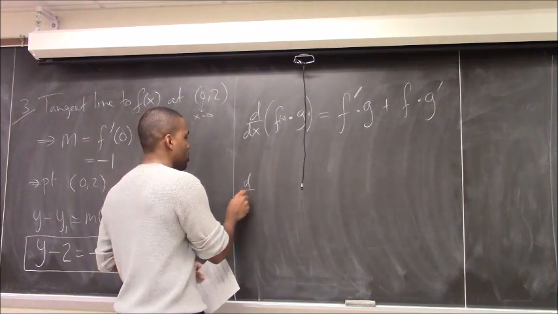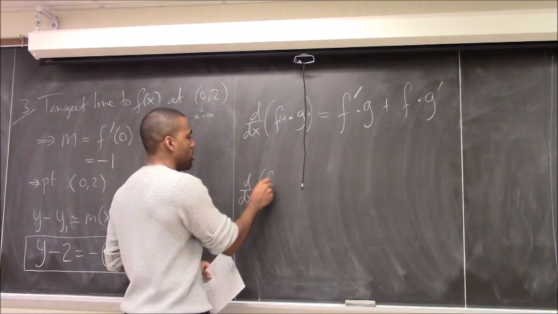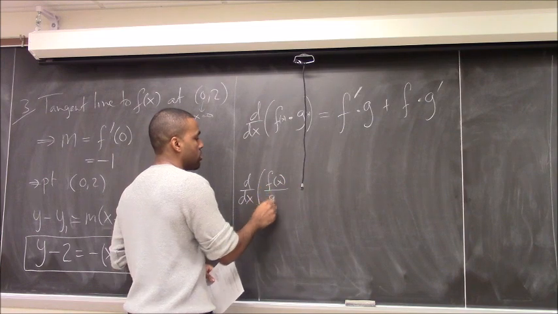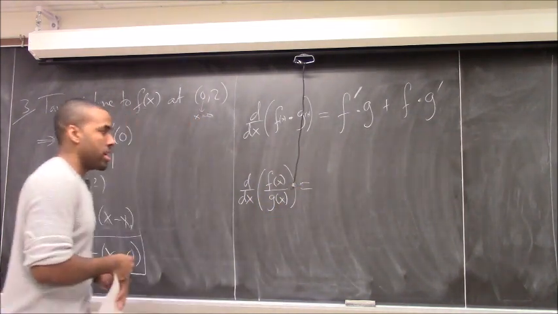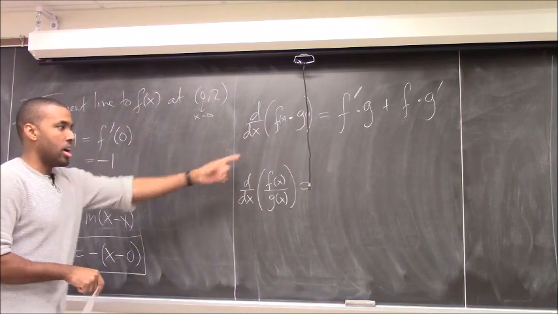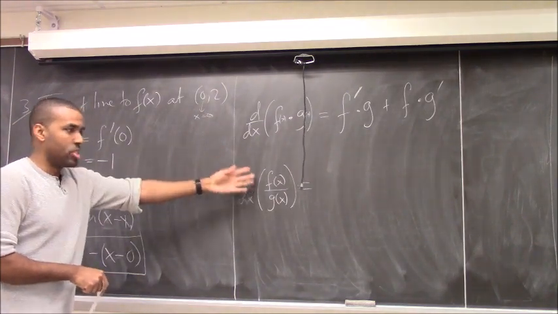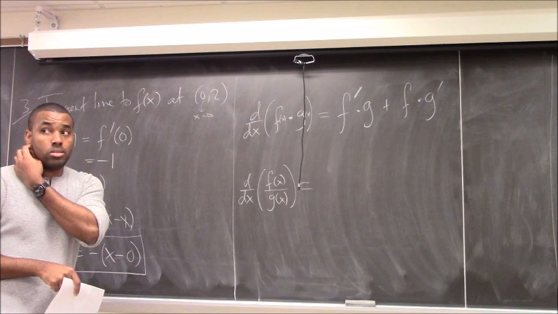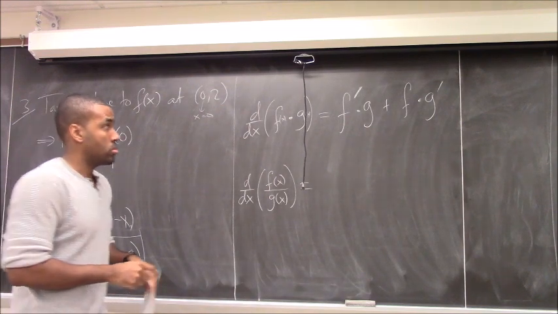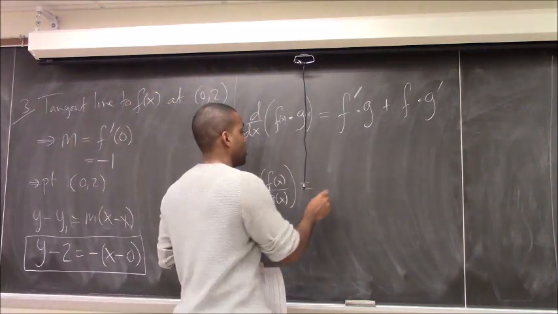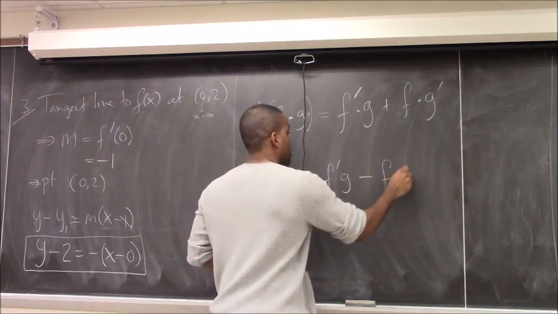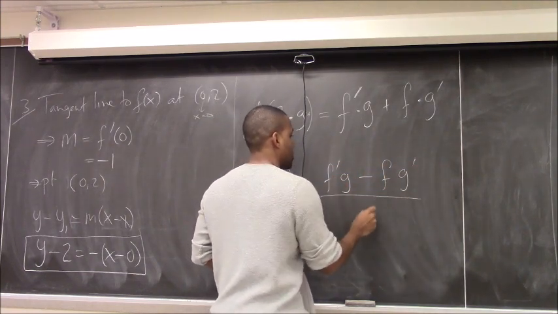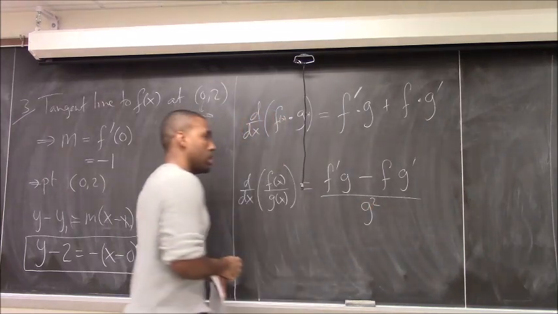There's another one: how do you take the derivative of a division of functions? If I had one function divided by another, how do I differentiate it? It's not that you divide, you just differentiate each? You do g of x times the derivative of f of x, minus f of x times the derivative of g of x, all over g of x squared.